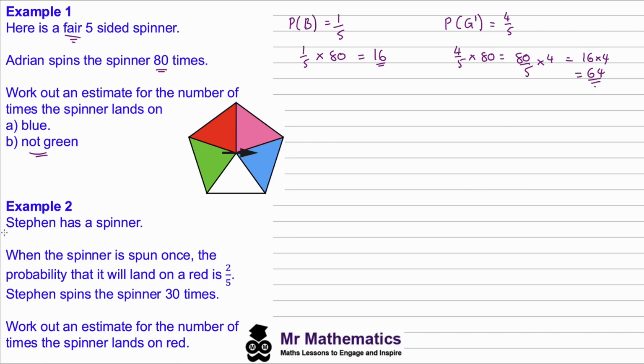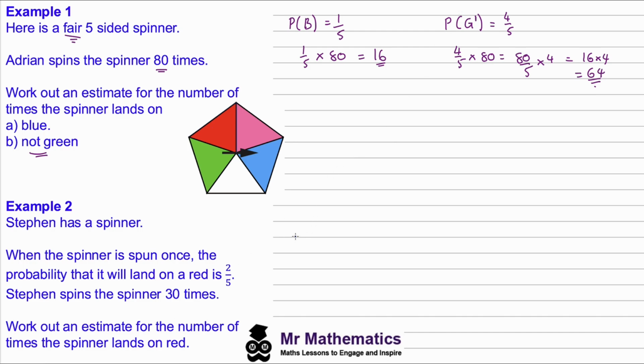So in example 2, we're told that Stephen has a spinner, and when the spinner is spun once, the probability that it will land on a red is 2/5. Stephen spins the spinner 30 times. We've been asked to work out an estimate for the number of times the spinner lands on a red. So do you want to try this question yourself?